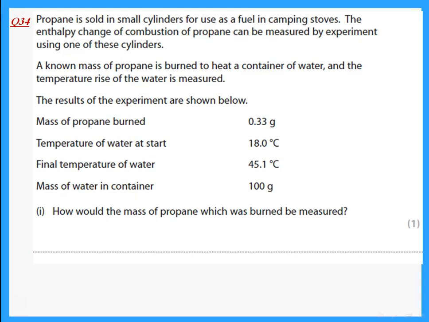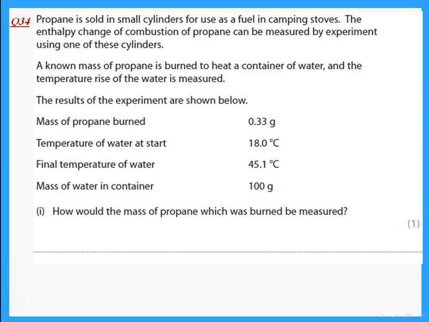This one says propane is sold in small cylinders for use as a fuel in camping stoves. The enthalpy change of combustion of propane can be measured by experiment. A known mass of propane is burned to heat a container of water, and the temperature rise of the water is measured. So he has the mass of propane that was burned, the temperature of the water at the beginning and at the end, and the mass of water. How would the mass of propane which was burned be measured?